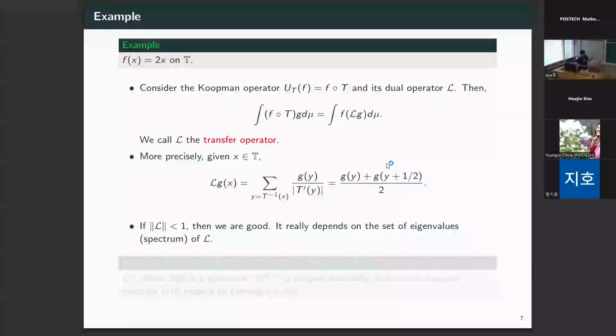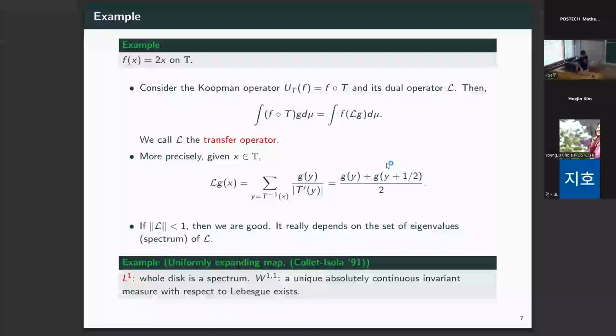But in this case, actually you can see that L1 is not a good space. If you choose L1 as the function space, then you cannot verify exponential mixing, even though your dynamical system is very nice. So the way is to choose a smaller Banach space. Here we can choose W^{1,1}, which means the first derivative is in L1. If you choose a smaller Banach space, then you can actually prove exponential mixing for this kind of map. But this is one of the examples for a uniformly expanding map.